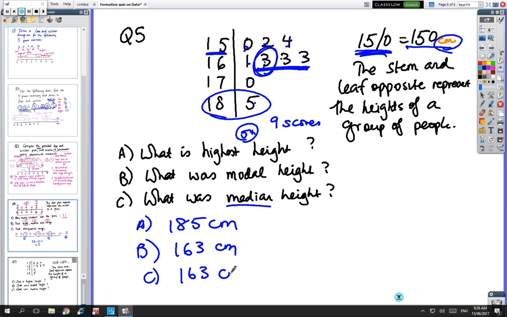163. Okay, so that is an idea about what you could be expected to do, especially the analysis comparing data between different things. Okay, that's it.